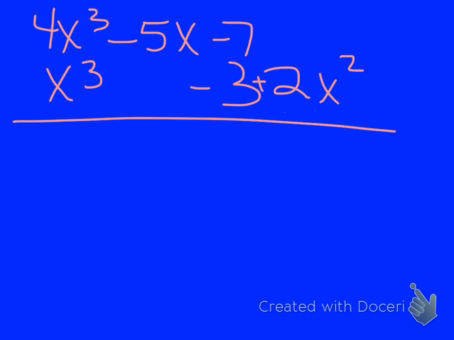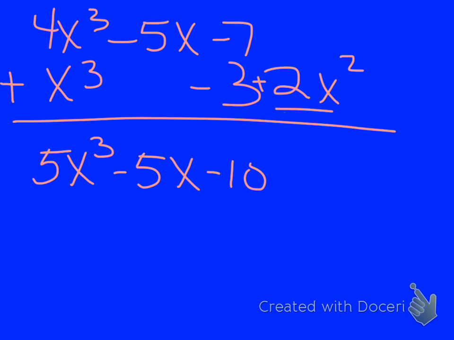Okay, so we're adding. We have a 4x to the third and an x to the third. So 5x cubed. Yes, very good. Minus 5x just comes down. And we said these were like terms. I have a negative 7 and a negative 3. So negative 10. Very good. And this doesn't have a like term either, so it just comes down.